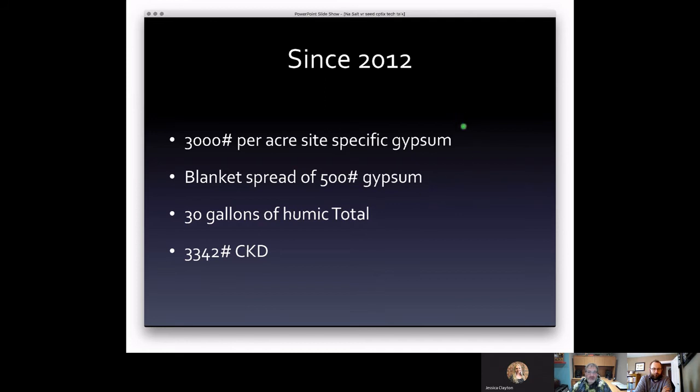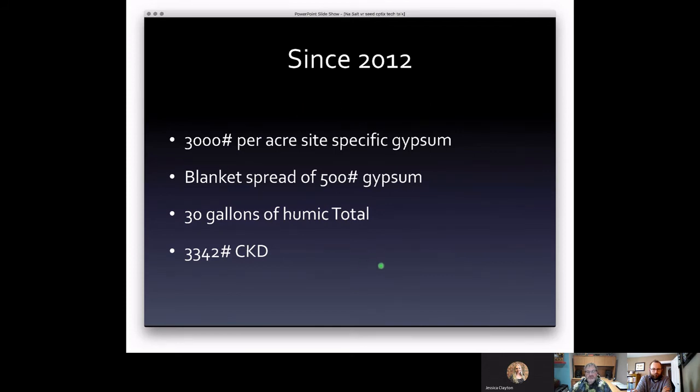If we would have had a lime application in with this to bring the calcium around, then we wouldn't have seen those problems happen. Plus, he has put on about 30 gallons of humic acid over those number of years, because the humic acid helps complex the salts and the sodium, so it gives the plants a chance to get up and grow. And then the 3,300 pounds of CKD. So there was a good investment on that field.